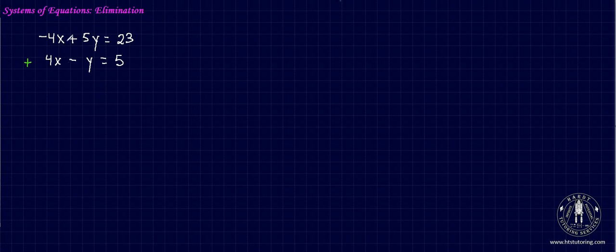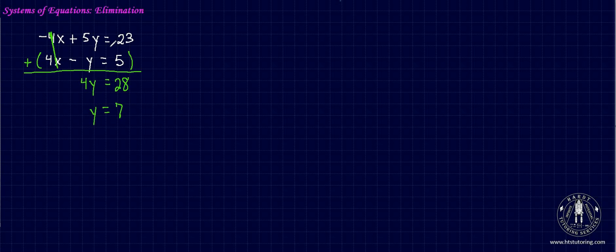So we're going to get rid of the x variable by adding the two equations. So when we do that, negative 4 plus 4 is 0, so we just cross that out. 5y plus negative 1y is 4y. 23 plus 5 is 28. Divide both sides by 4, we get y equals 7. So this is a really quick and handy way to just get rid of a variable and solve for the other one.